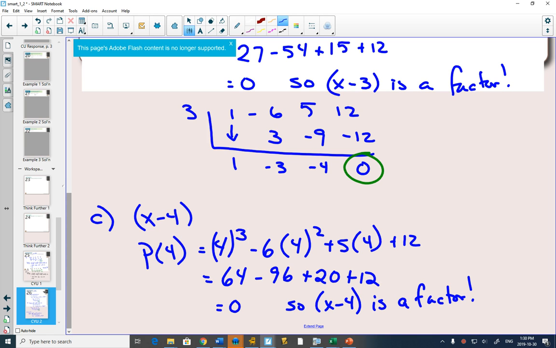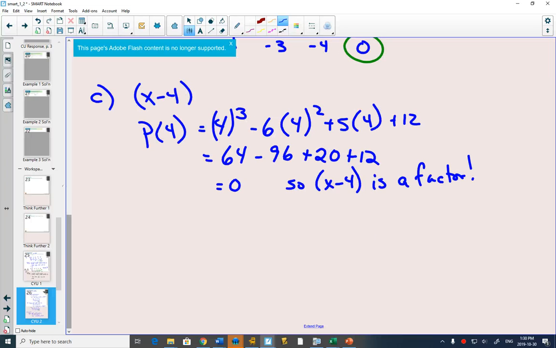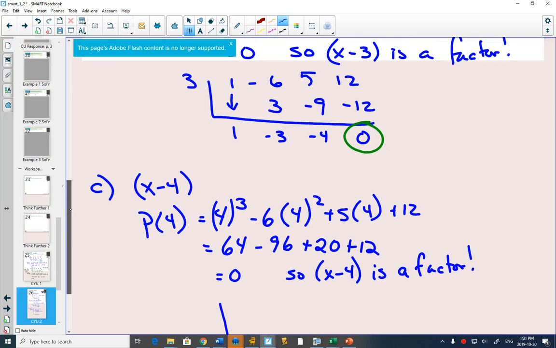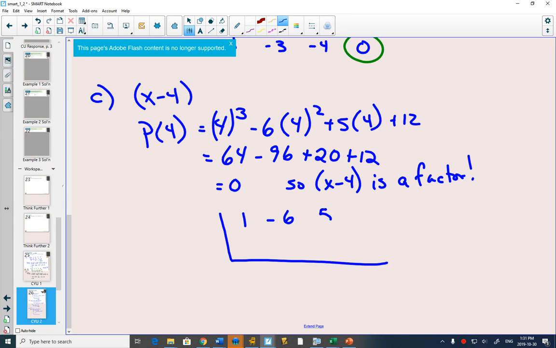Are they all going to be factors? Does it always work? No. When we get to part D, oh, I was going to do synthetic division again just so that we keep with the same process. We have 1, negative 6, 5, 12. We're dividing by x minus 4, so positive 4 out here. Bring down the 1, 4, add, sure enough. We get a remainder of 0 with synthetic division as well.